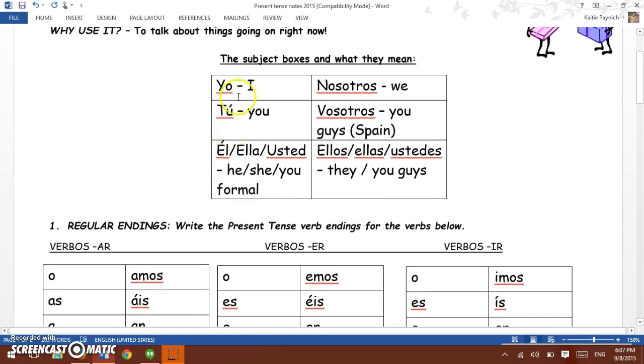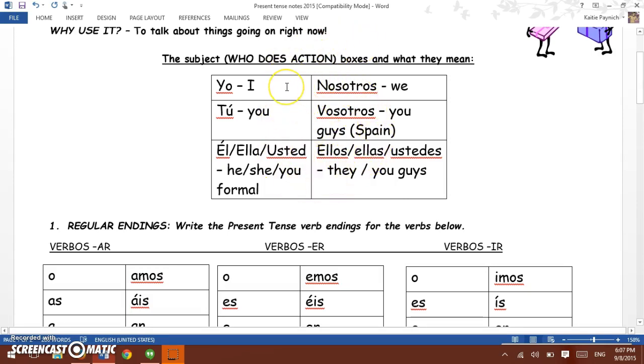If we go back up to the top here, the subject boxes and what they mean. Now, a side note here, this is not on your notes, but if you'd like to copy it down as a reminder, you can do so on the back if you just flip it over. Okay, subject boxes. First of all, remember that the subject is who does the action. So do I do the action? Do you do the action? Is the cat doing the action? It tells you who does something. And this is how we're going to organize our subjects in terms of our verb endings.